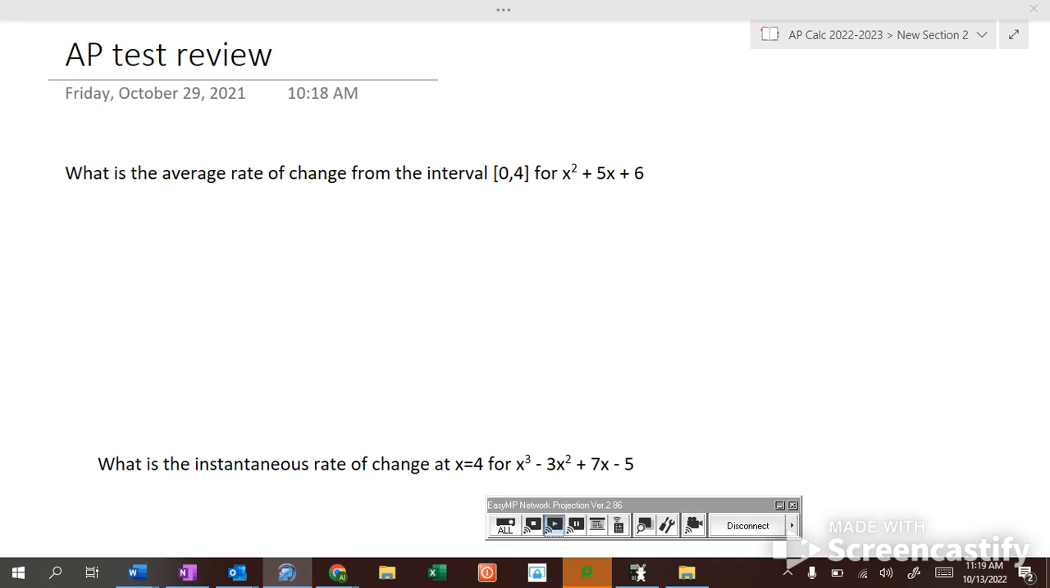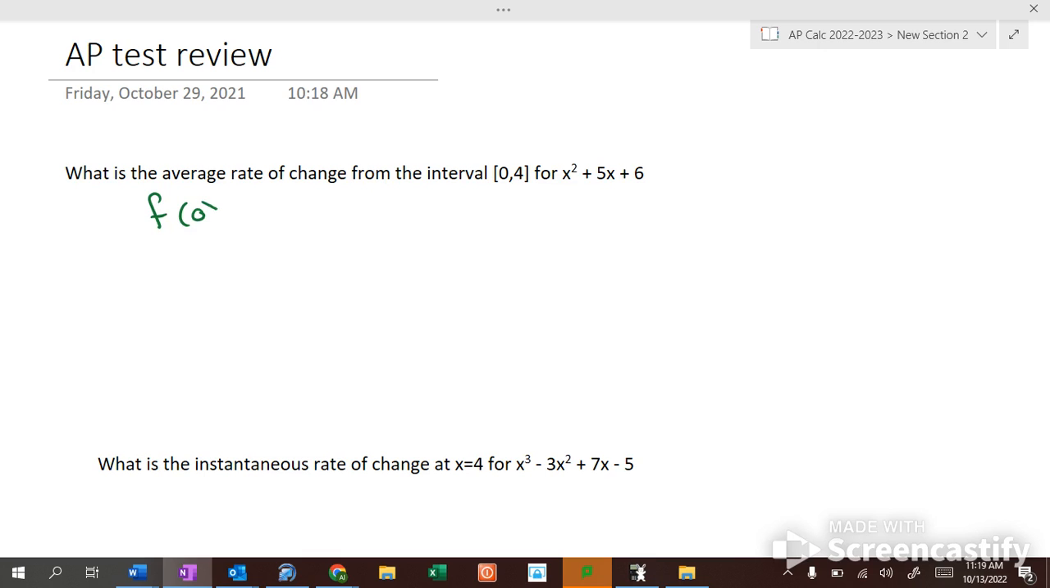How do we find the average rate of change over the interval from 0 to 4 of 4x squared plus 5x plus 6? Average rate of change. All right. So plug in the y values. If we plug in 0, we get 6. If we plug in 4, we get 16 plus 20, which is 36, plus 6, which is 42.